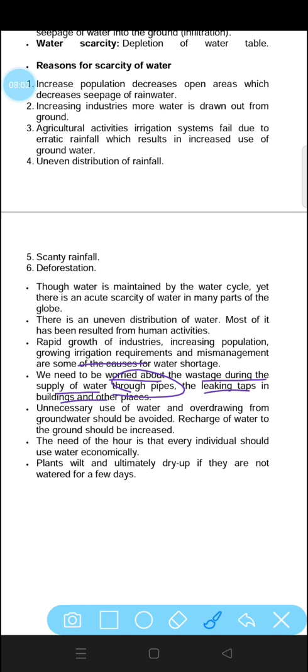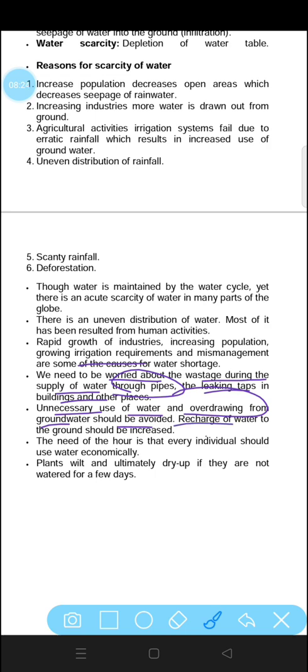Next, unnecessary use of water and overdrawing from the groundwater should be avoided. Unnecessary uses should be avoided. We should not waste water. We should use water very preciously so that we can save water for our upcoming generation. They should not face water scarcity because of us.